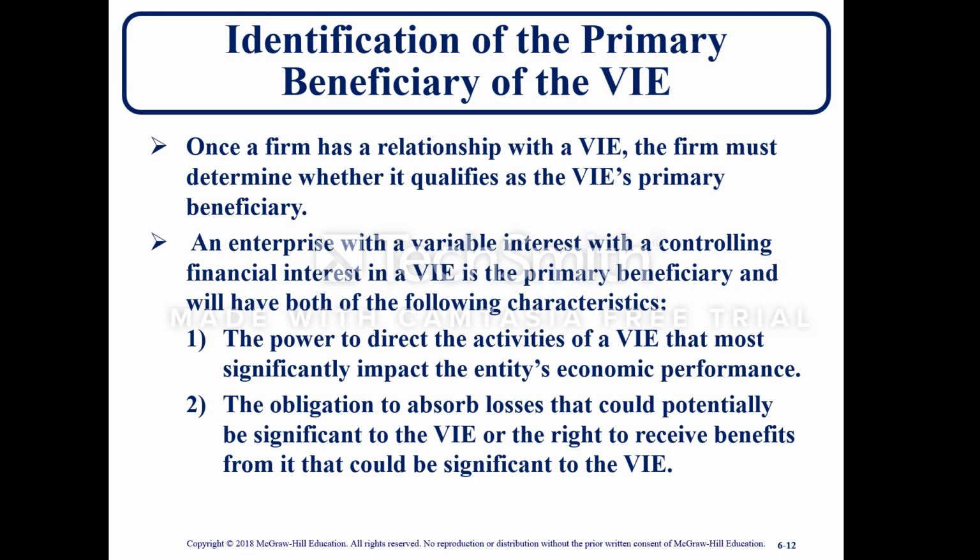So, identification of the primary beneficiary of the VIE. Once a firm has a relationship with a VIE, the firm must determine whether it qualifies as the VIE's primary beneficiary. An enterprise with a variable interest with a controlling financial interest in a VIE is the primary beneficiary and will have both of the following characteristics: the power to direct the activities of the VIE that most significantly impact the entity's economic performance, and the obligation to absorb losses that could potentially be significant to the VIE, or the right to receive benefits from it that could be significant to the VIE.